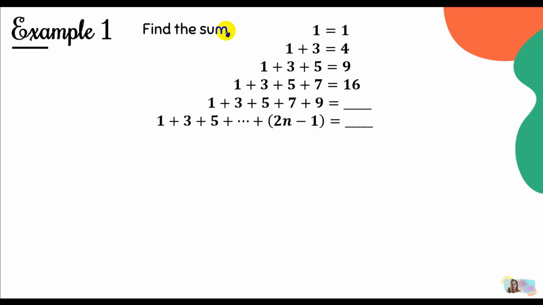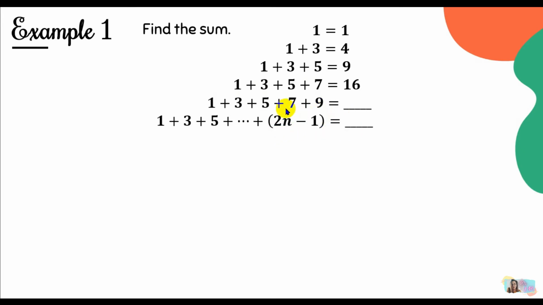Let's look at this example. What can you say about our numbers or addends here? 1, 3, 5, 7, 9. What kind of numbers are they? They are odd numbers, right? And 2n minus 1 signifies that our number is an odd number. It's either 2n minus 1 or 2n plus 1. Pareho po yun na odd number ang ibig sabihin niya.